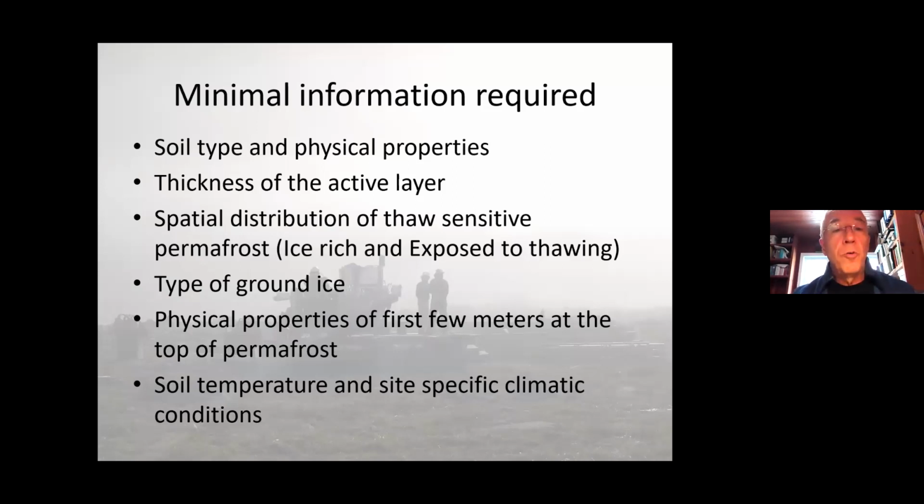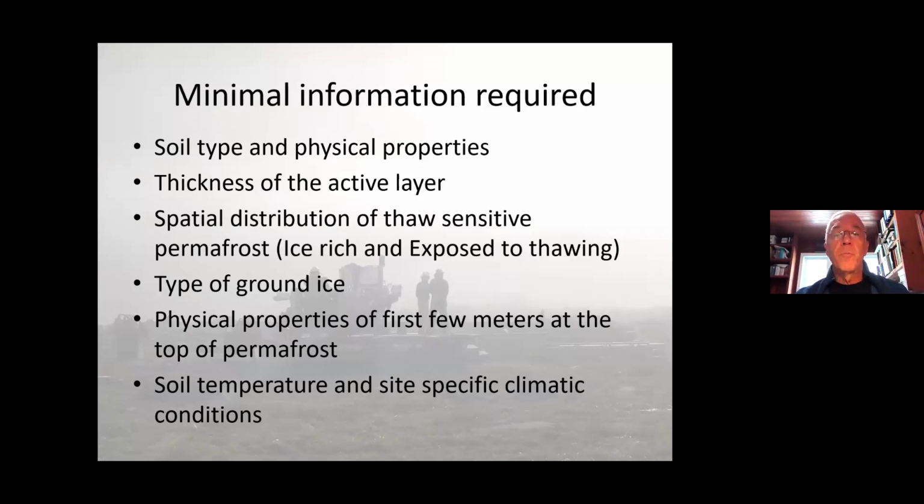We also need to know the thickness of the active layer. The active layer would probably be the layer that is going to have the lowest strength in the system. So you need to know how thick it is and what are the characteristics of the active layer.